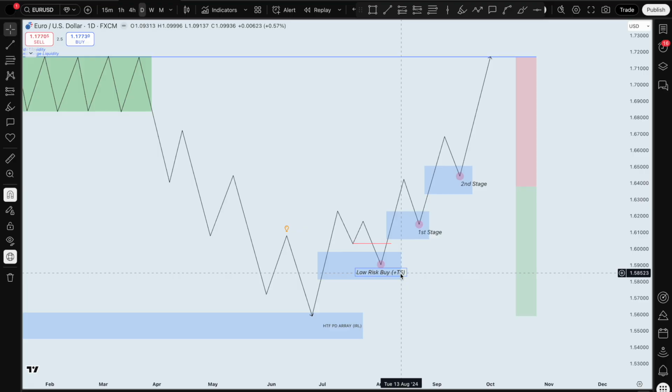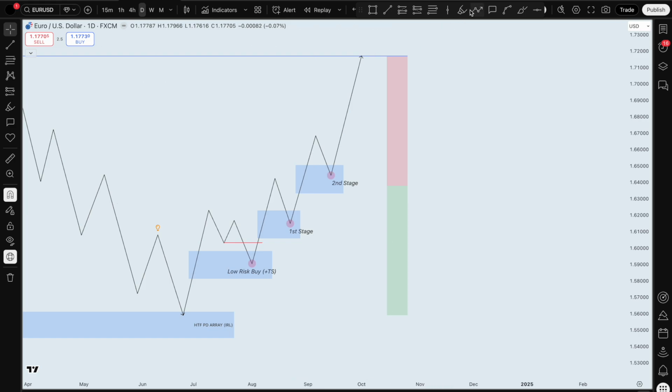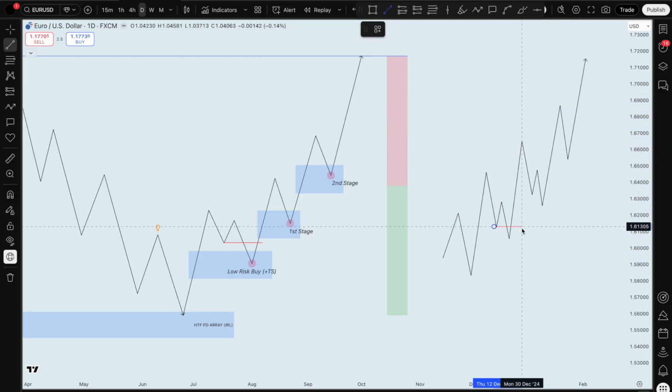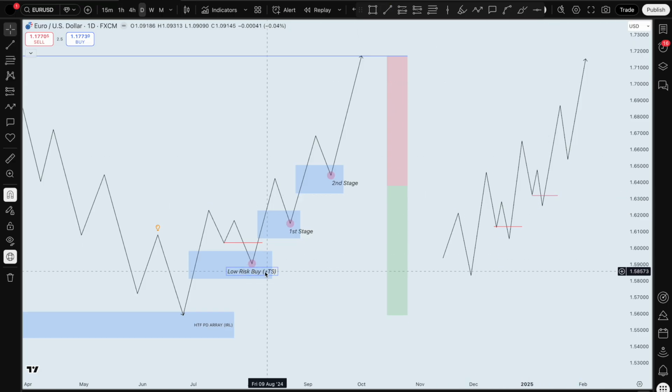If the turtle soup happens on the low risk buy, the first stage and the second stage are going to be continuation, meaning you are not going to see something like this happening: low risk buy turtle soup, first stage turtle soup, and then second stage. This will most likely not happen. You will only have a turtle soup or a high resistance signature on the low risk buy, not on both the low risk buy and the first stage.